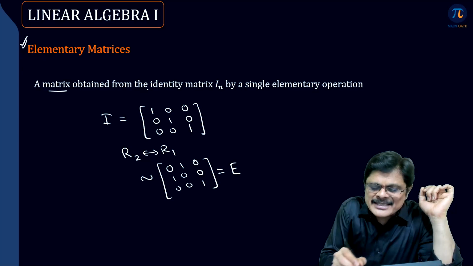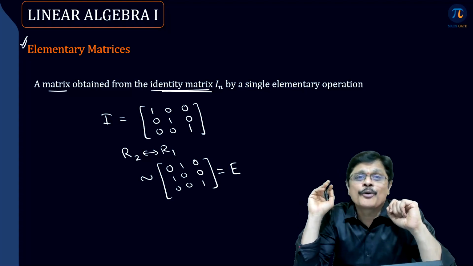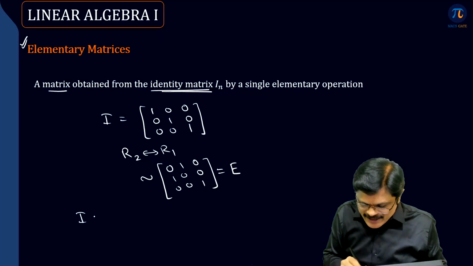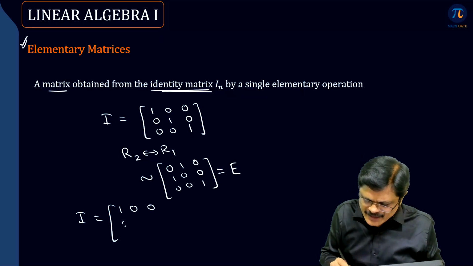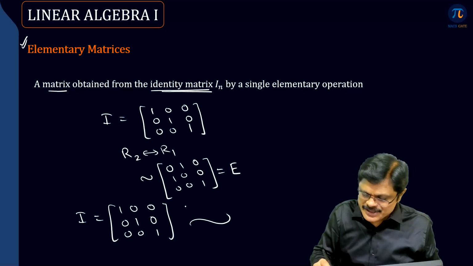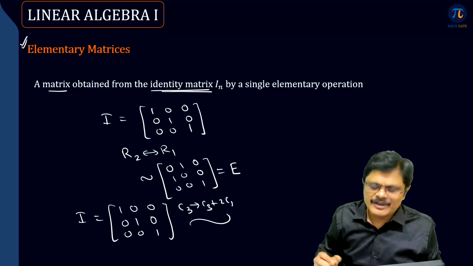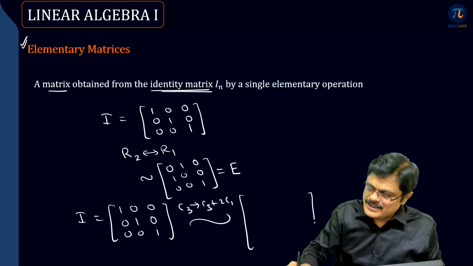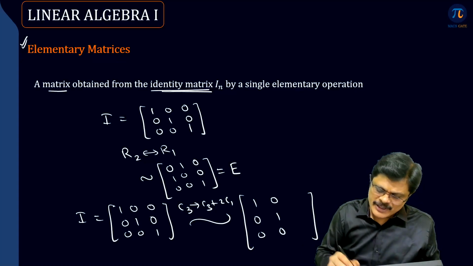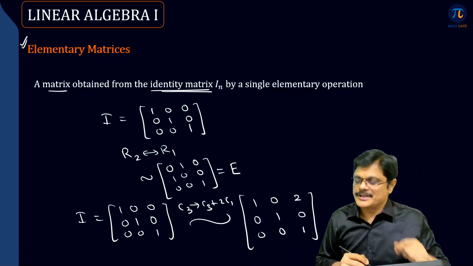A matrix obtained from the identity matrix by performing a single elementary row operation or column operation is what is known as an elementary matrix. Now look at this matrix. Again, I take the identity matrix. Now I am performing the following column operation: column 3 is column 3 plus 2 times column 1. See here, first column as it is, second column as it is, third column 0 plus 2 times. So here it is 2, 0 plus 0, no change, 1 plus 0, no change.